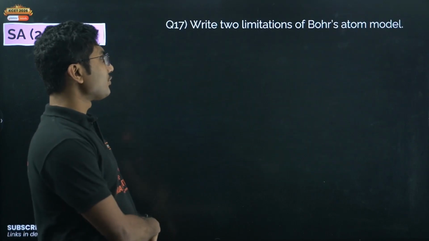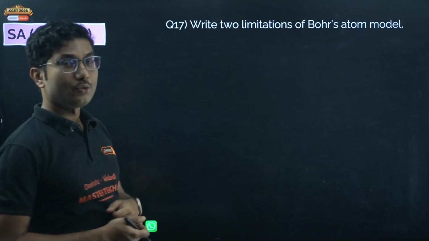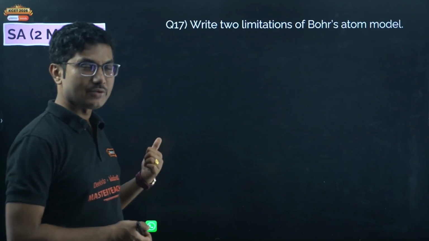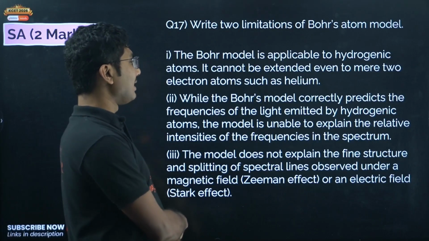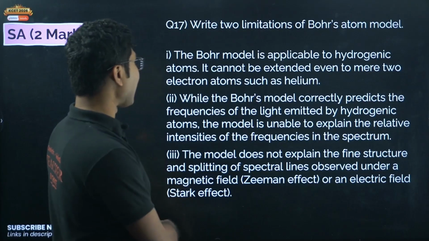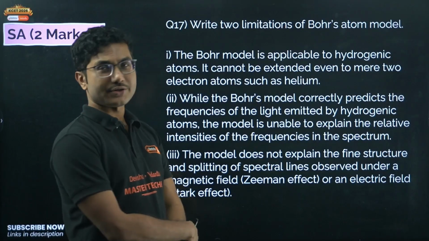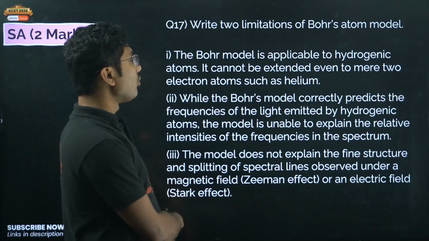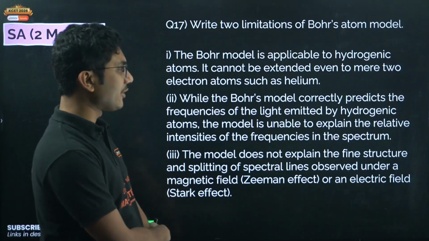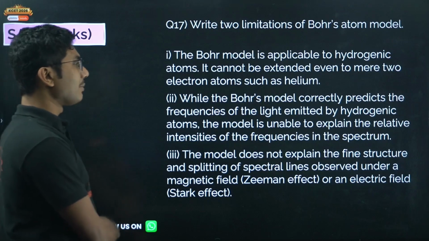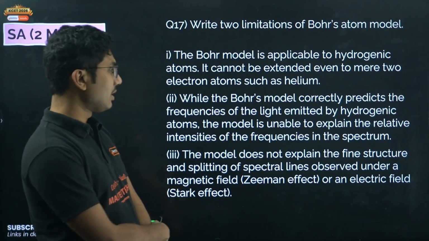Write two limitations of Bohr's atom model. Now we have to write down the limitations. Previously it was postulates, now it is the limitations. Bohr's model is applicable to hydrogenic atoms. It cannot be extended even to mere 2 electron atoms such as helium. While Bohr's model correctly predicts the frequencies of the light emitted by the hydrogenic atoms, the model is unable to explain the relative intensities of the frequencies of the spectrum.